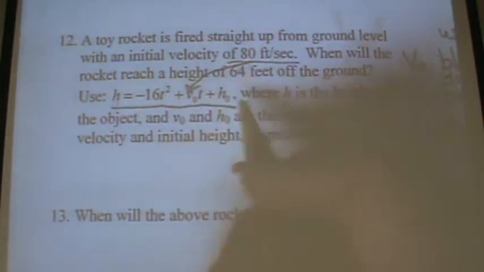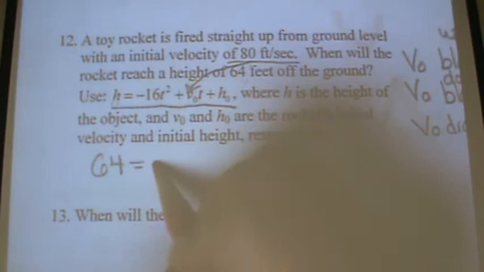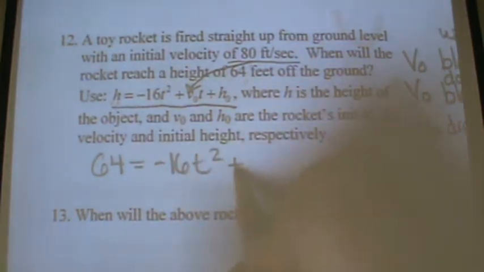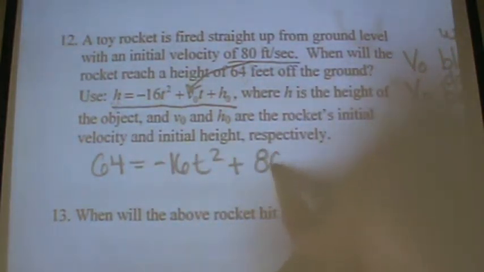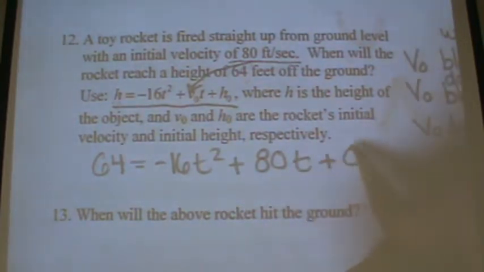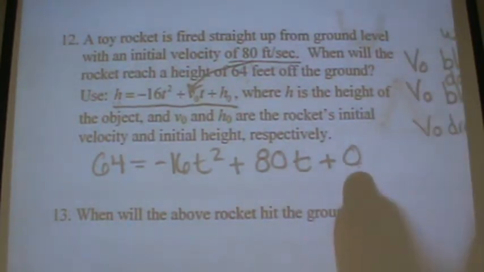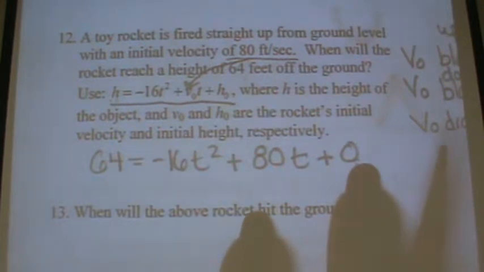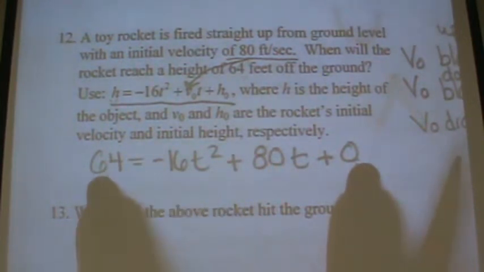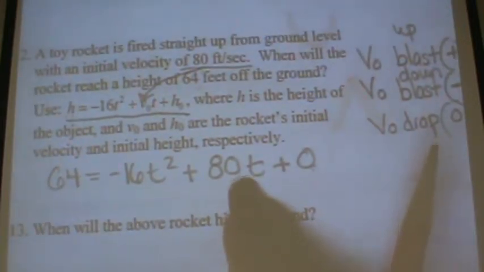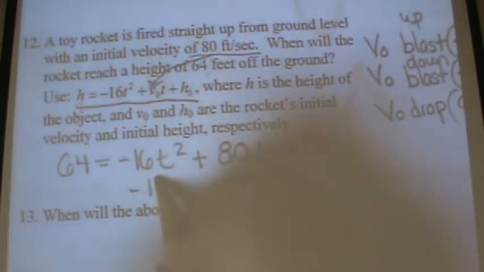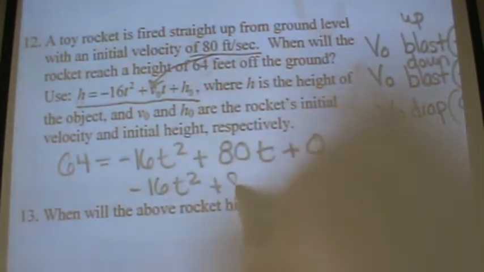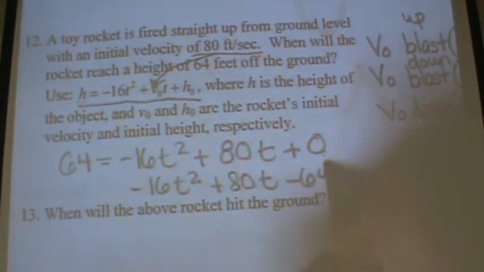So this equation is going to be, we want to know when it's going to reach 64 feet off the ground. And it is currently on the ground. So this H sub 0 is where the object is, and this is when it reaches that height. So this is the equation. And how could I change this? I could write negative 16t squared plus 80t minus 64.